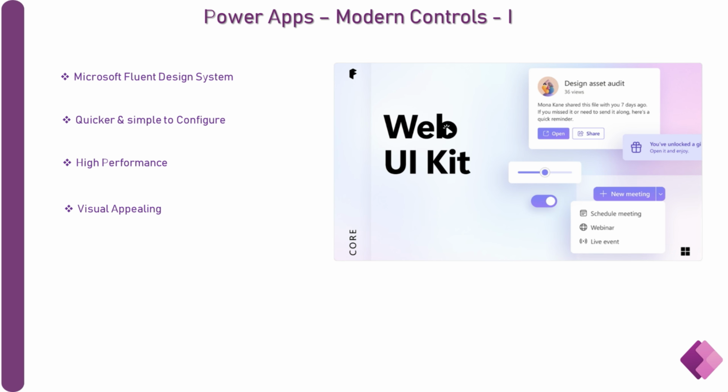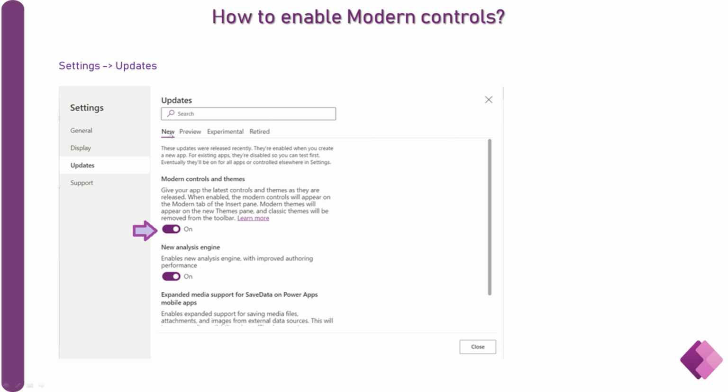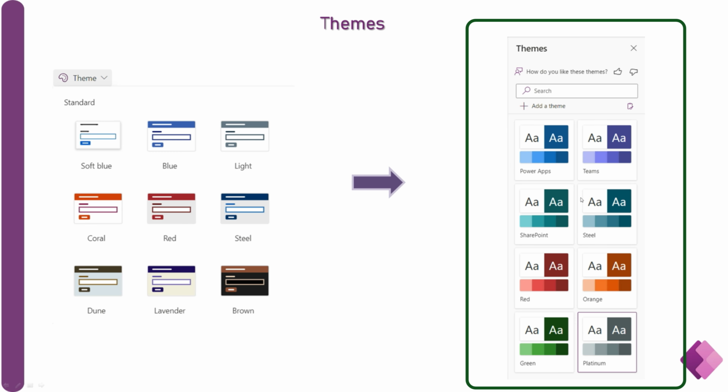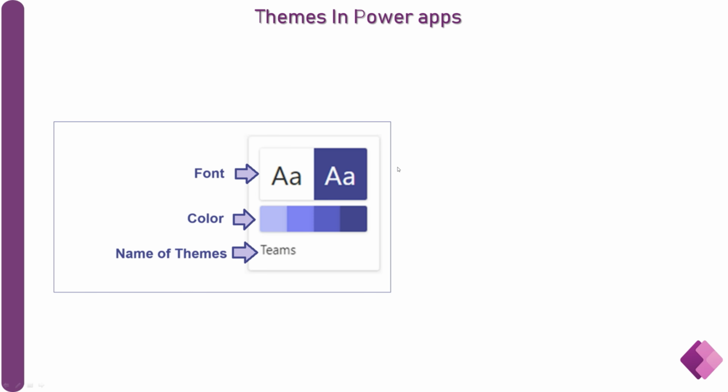To enable modern controls, go to Settings. In the Update section, under New, just turn on Modern Controls and Themes. Earlier in Power Apps, there were classic themes, but these were not so effective. But now Microsoft has improved these themes in modern controls. Basically, these themes contain three sections: font, color, and name of the theme.